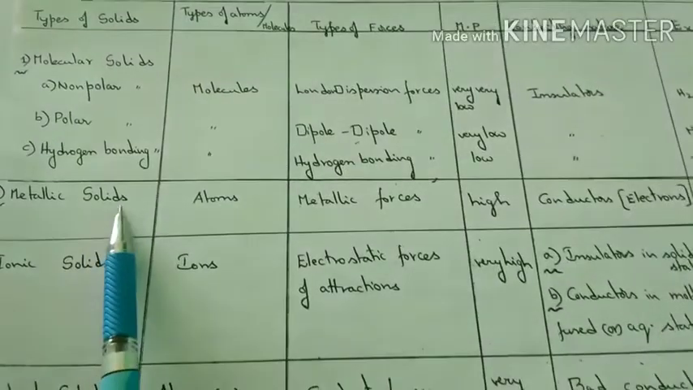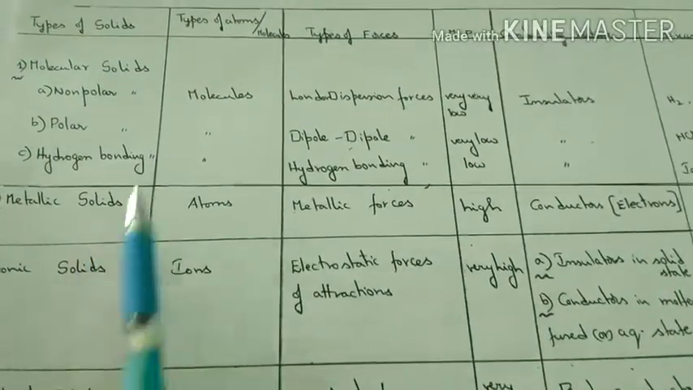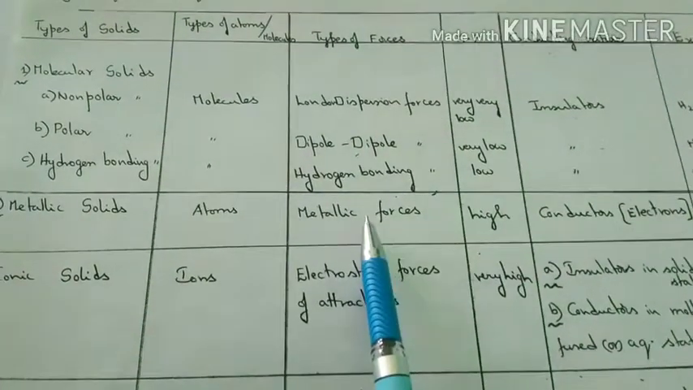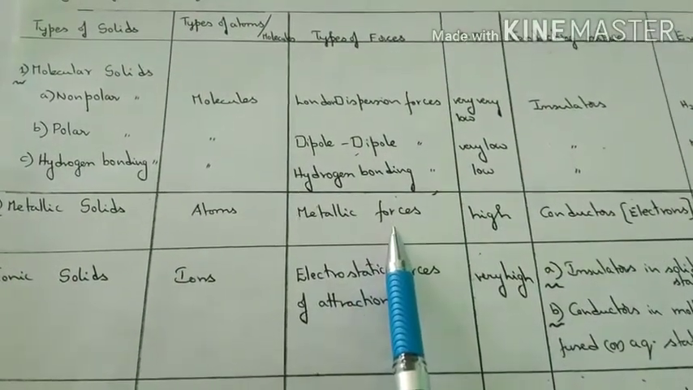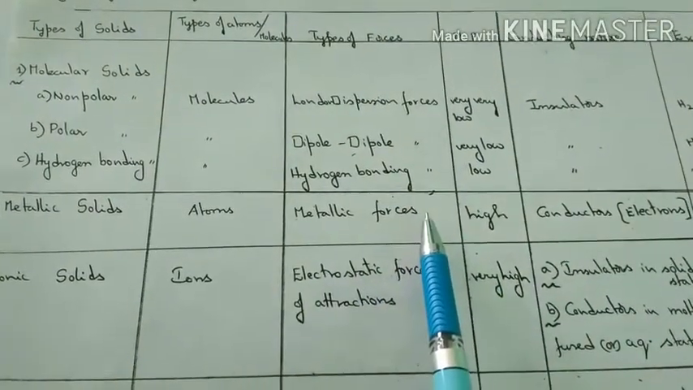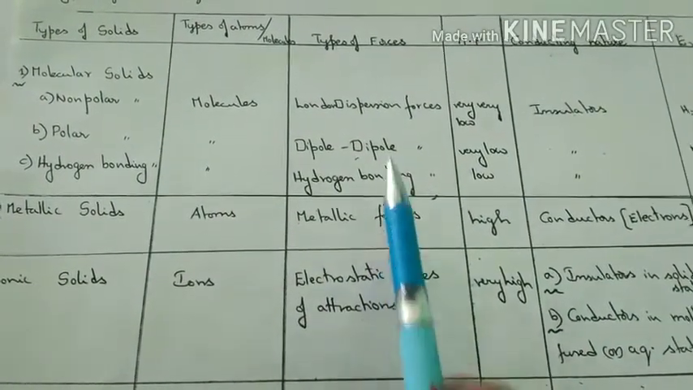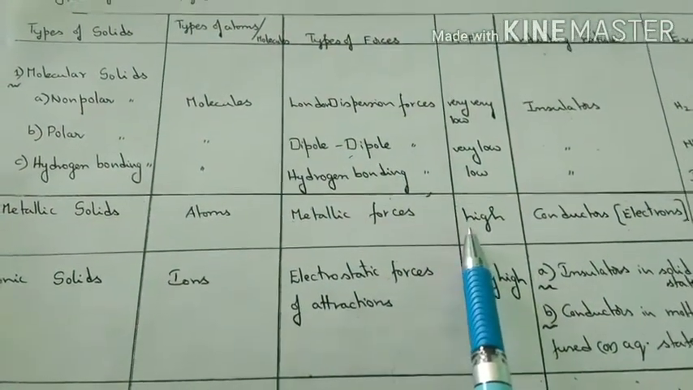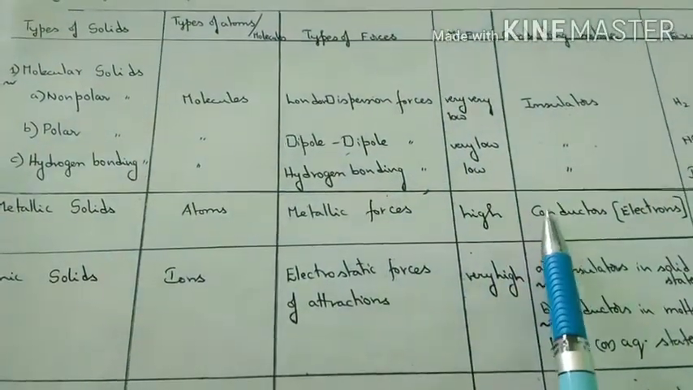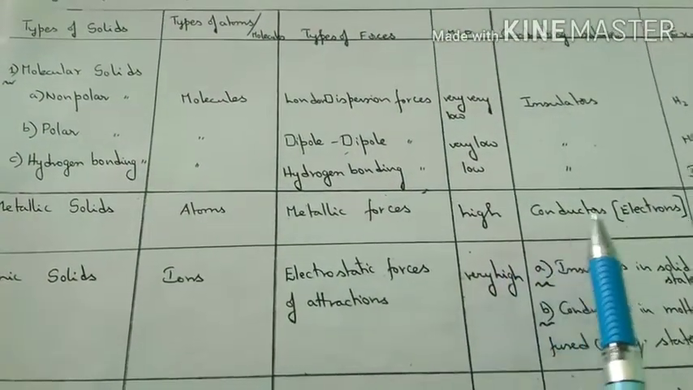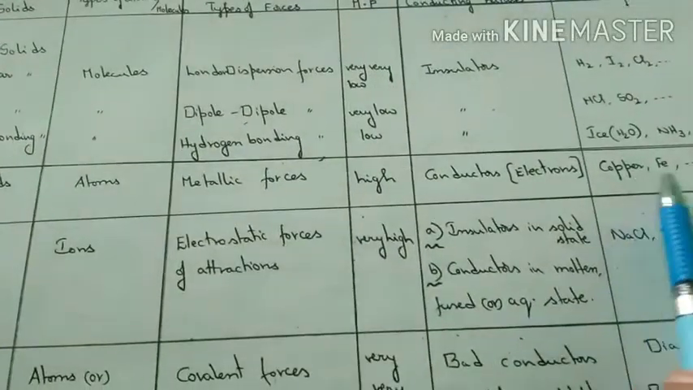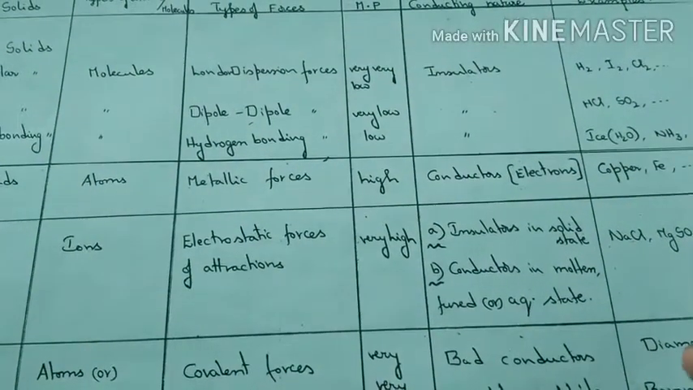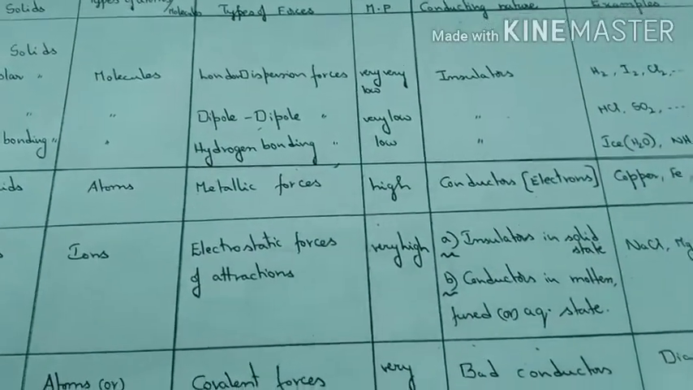Next category, metallic solids. In metallic solids, metal atoms are present, so the particles are atoms. In those solids, which type of forces are present? Metallic forces are present. These metallic forces are stronger compared to London forces, dipole forces, and hydrogen bonding forces, so their melting point is very high compared to these three. Then we know metals exhibit conductivity easily because of the presence of free electrons. Examples are copper, iron, gold, sodium. So there are so many metals. All these are examples for metallic solids.